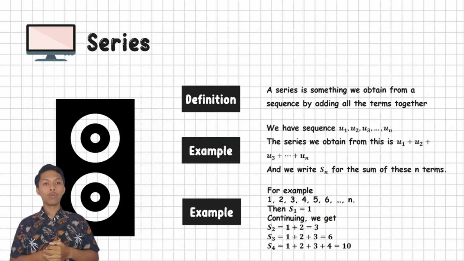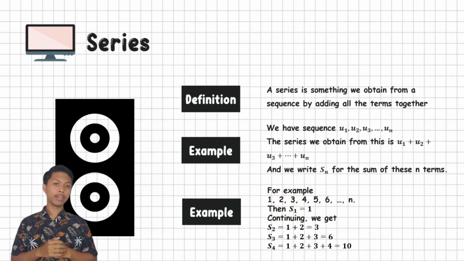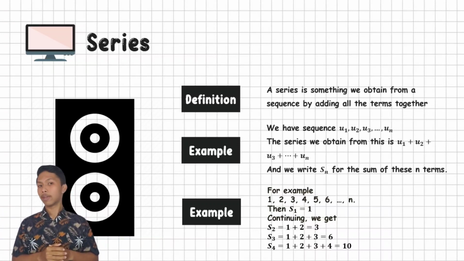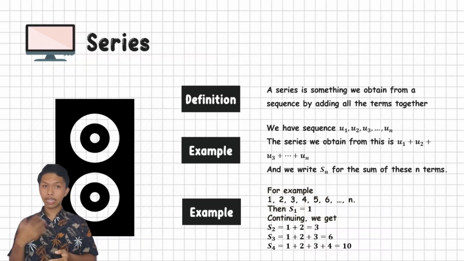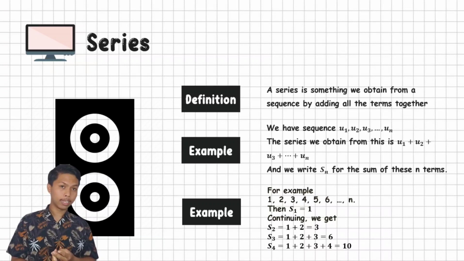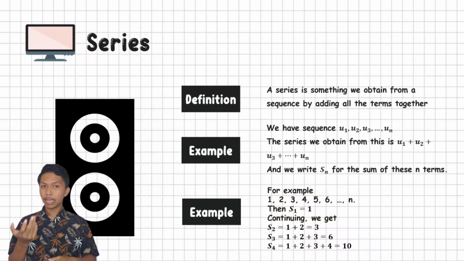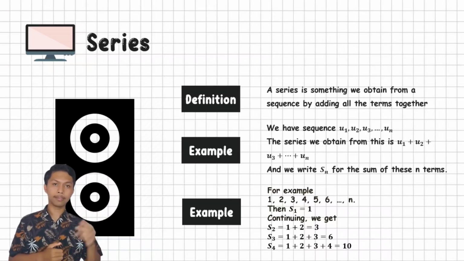Okay, now we will discuss the next topic, which is series. A series is something we derive from a sequence by adding all the terms together. Let's say we have a sequence U1, U2, U3 until Un. The series we get from the sequence is U1 plus U2 plus U3 plus U4 until Un. The notation for this series is Sn, the sum of terms 1 through n. For example, the series as already seen on the slide.